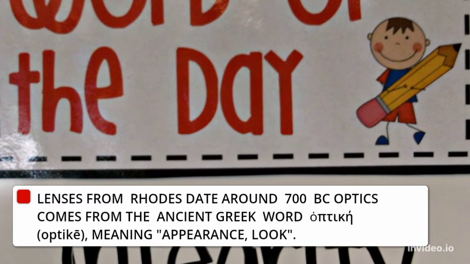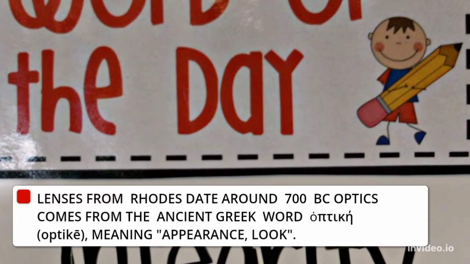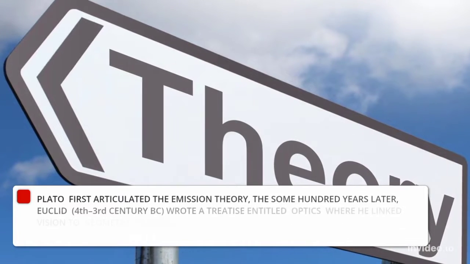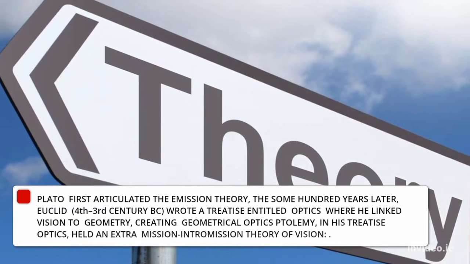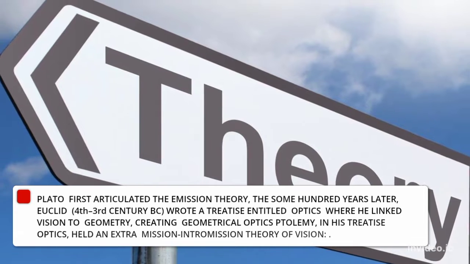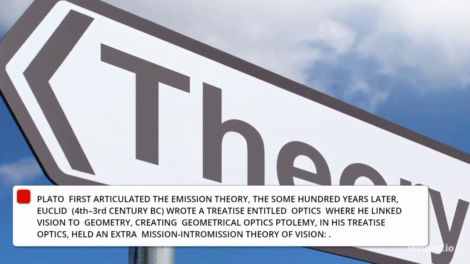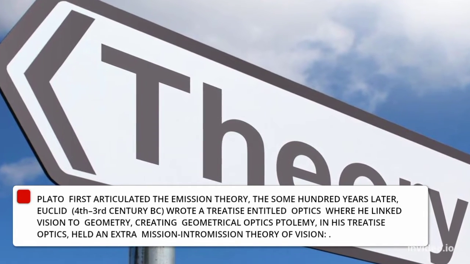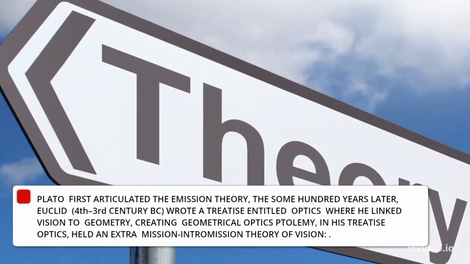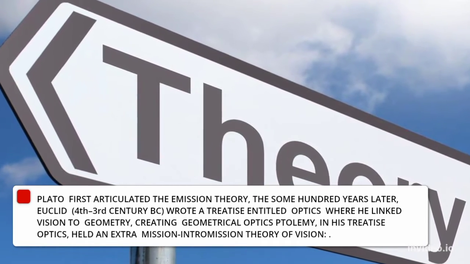The word optics comes from the ancient Greek word optike, meaning appearance, look. Plato first articulated the emission theory. Some 100 years later, Euclid, 4th-3rd century BC, wrote a treatise entitled Optics where he linked vision to geometry, creating geometrical optics. Ptolemy, in his treatise Optics, held an extramission-intromission theory of vision.